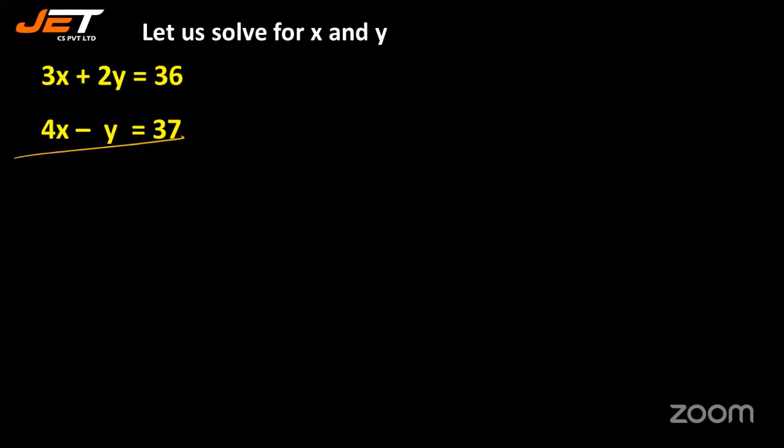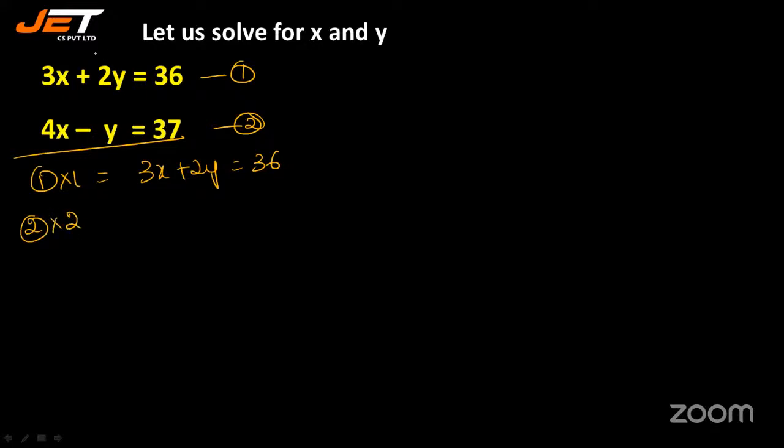Right. So here also, let us consider this is equation 1 and this is equation 2. So equation 1 into 1 would give us 3x plus 2y is equal to 36. Equation 2 into 2. Why? Because I'm trying to make the y same. So 2 4s are 8x minus 2y is equal to 2 7s are 14, 3 2s are 6 plus 1 is 7.